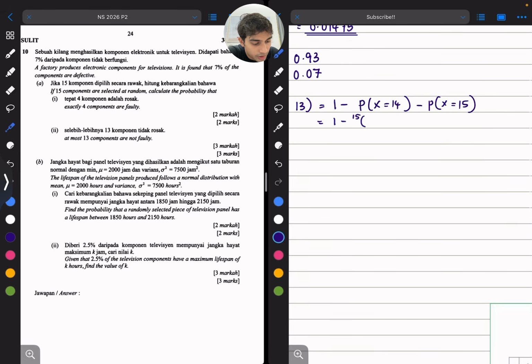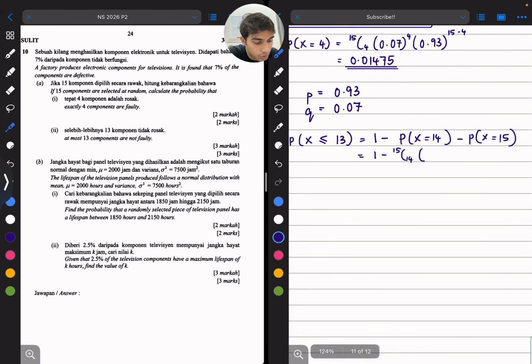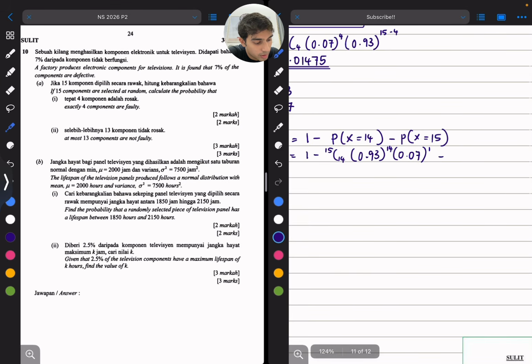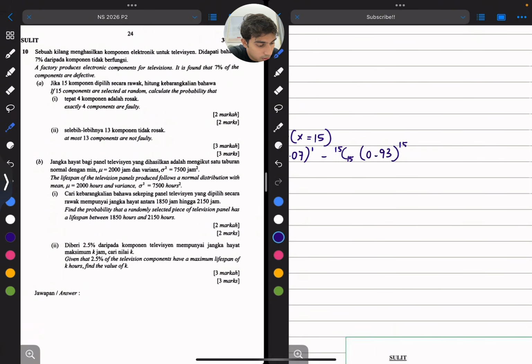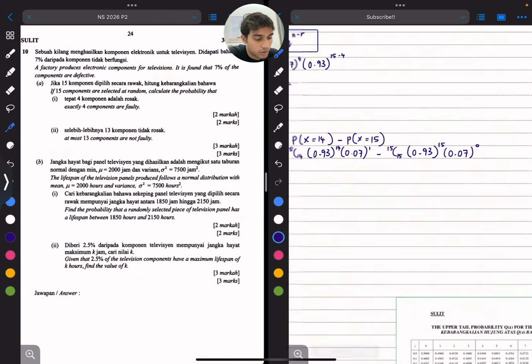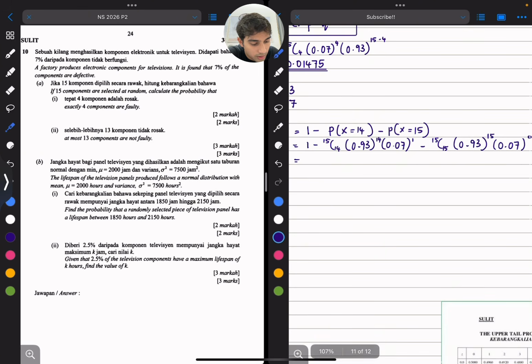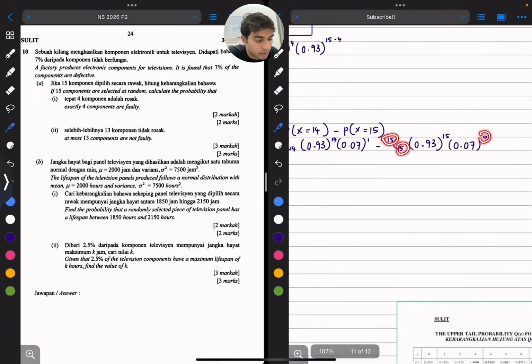Same formula, 15C14, just that our P and Q are different. P is 0.93. Minus 15C15, 0. Remember, this is n, this is r, and here will be n minus r. That means 15 minus 14, and here 15 minus 15, you get 0.